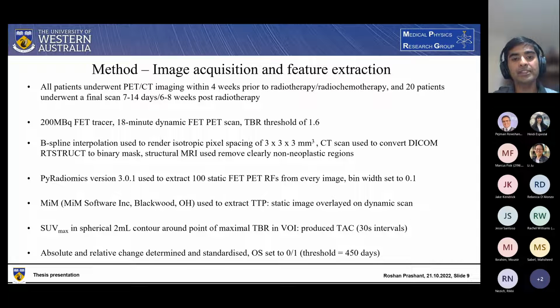Then finally, the absolute and relative change in static and dynamic features was determined and then standardized, and the overall survival of the patients was changed into a categorical variable by setting poor survival to be 0 and good survival to be 1, where the threshold between poor and good survival was 450 days, which is approximately 15 months, which is the median survival for GBM.